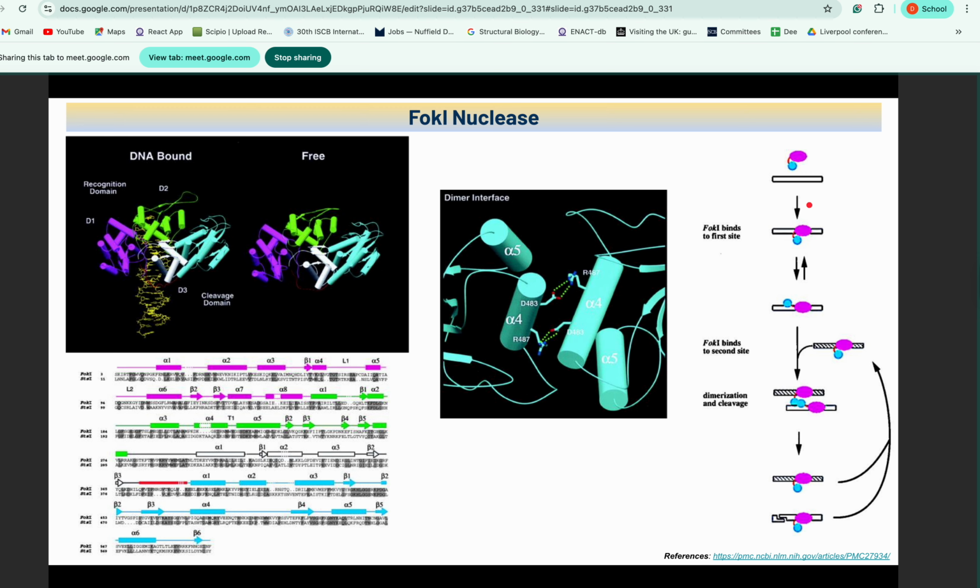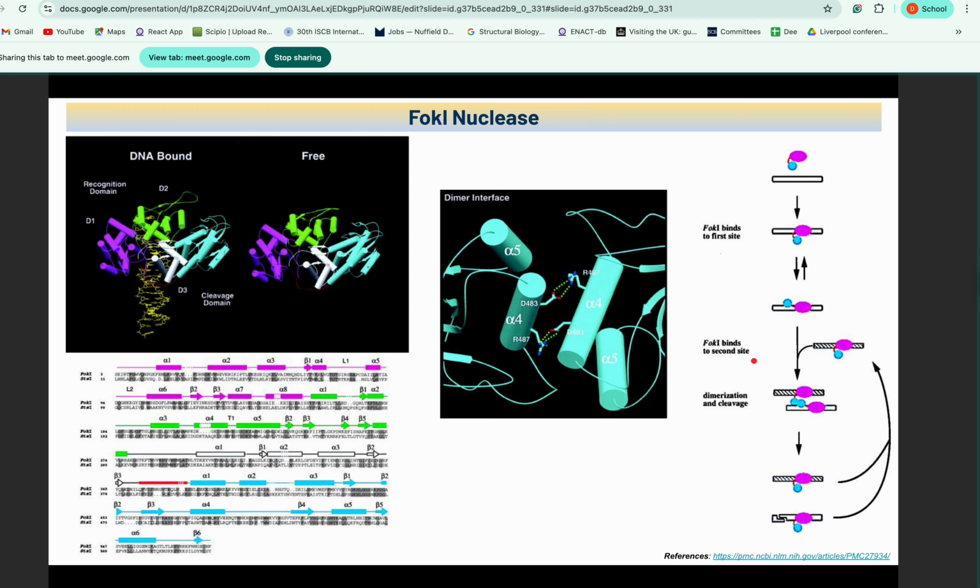So this is another representation. For example, these are the three subdomains and this is my C-terminal domain, which is responsible for cleavage. Here it shows that Fok1 binds to the first site, so in one of the strands it has bound. Now it is reversible, its structure will convert into this form. So this is how it is oriented as soon as it binds.